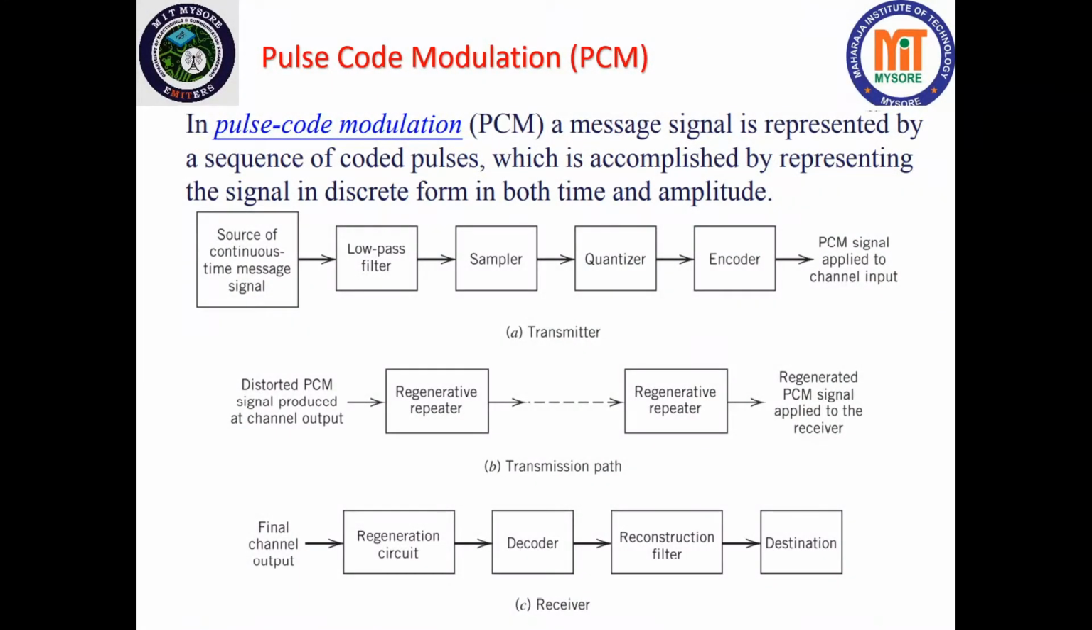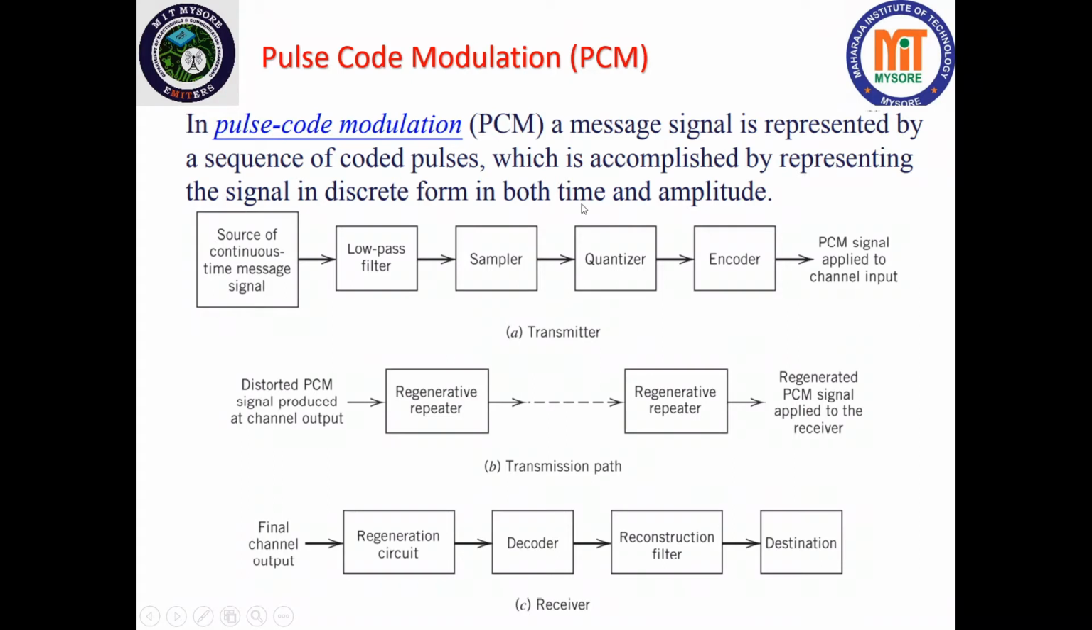So pulse code modulation is a digital modulation technique where we convert an analog signal, or a continuous signal, into a digital bit stream, or encoded digital signal. As you can see, the block diagram of the transmitter, transmission path and receiver is depicted in this slide. Here, the different processes we carry out to convert a continuous time message signal into a digital bit stream are explained.